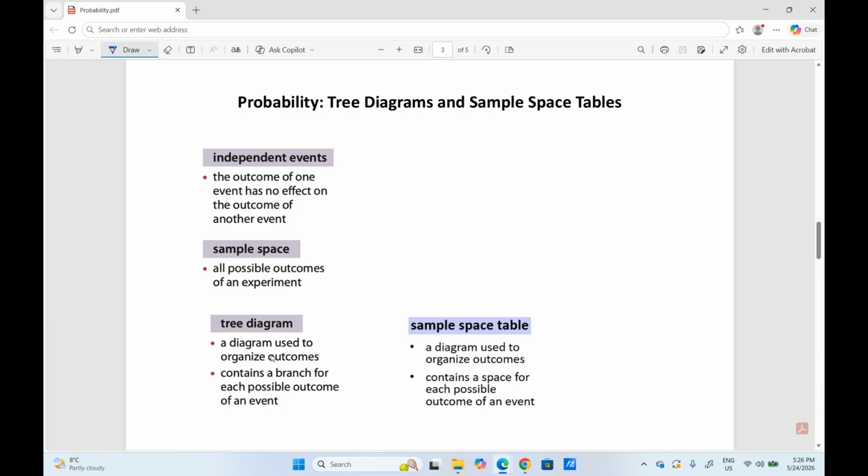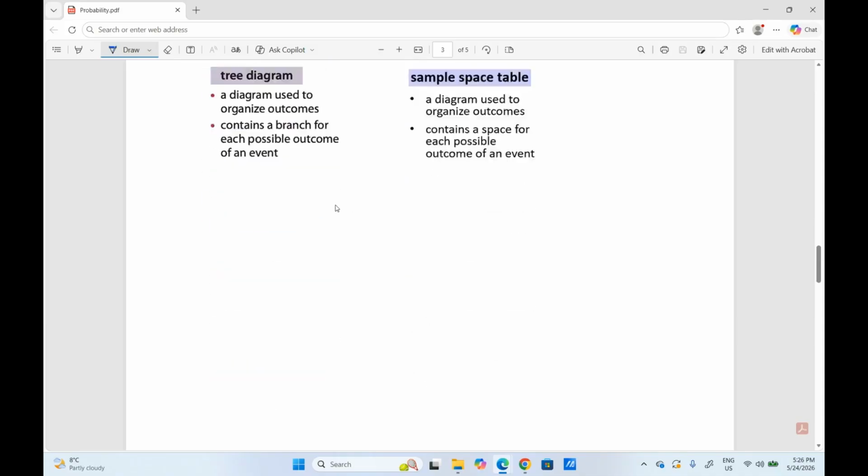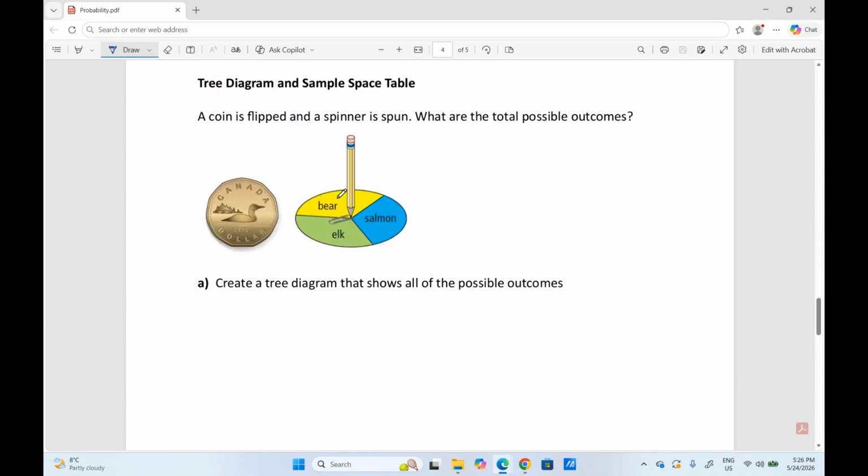Now, a tree diagram is just a diagram that I can use to organize my outcomes, and it looks almost like trees with many different branches. And a sample space table is also a diagram used to organize my outcomes, and it looks like a table. So let's go over an example.